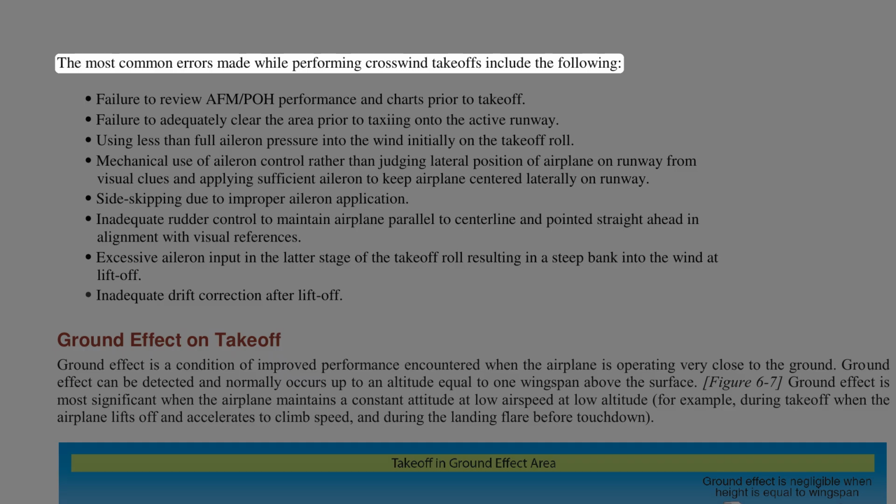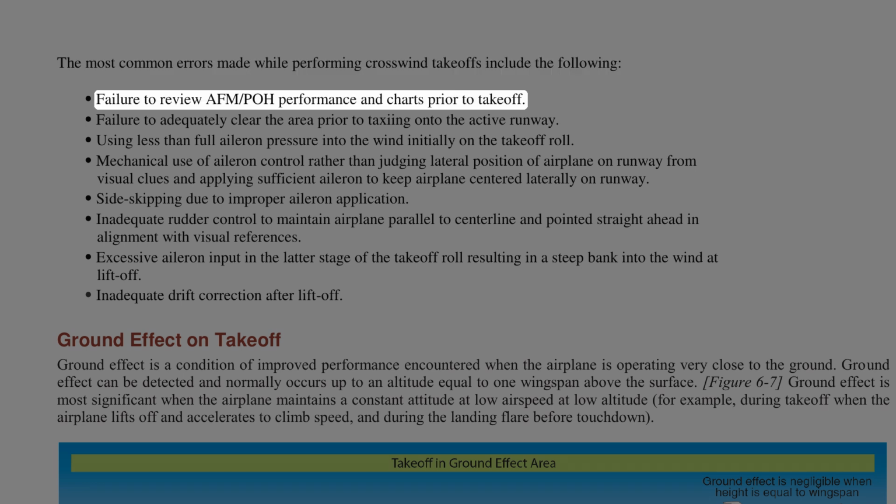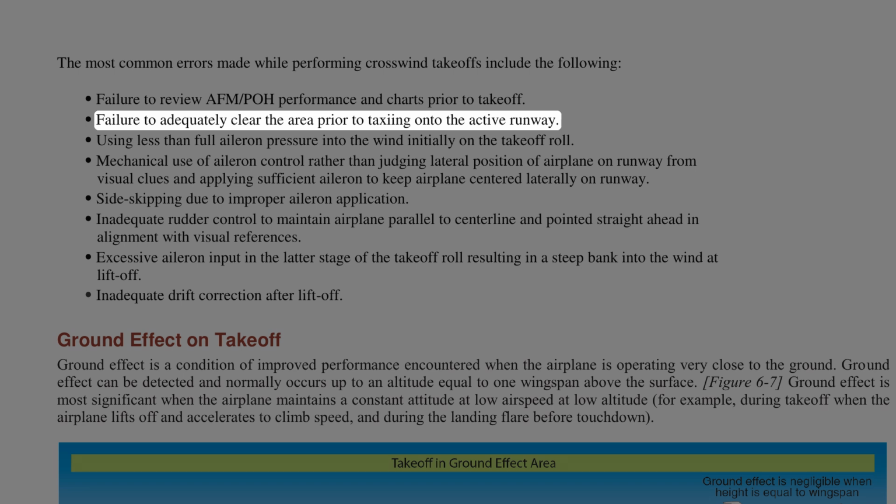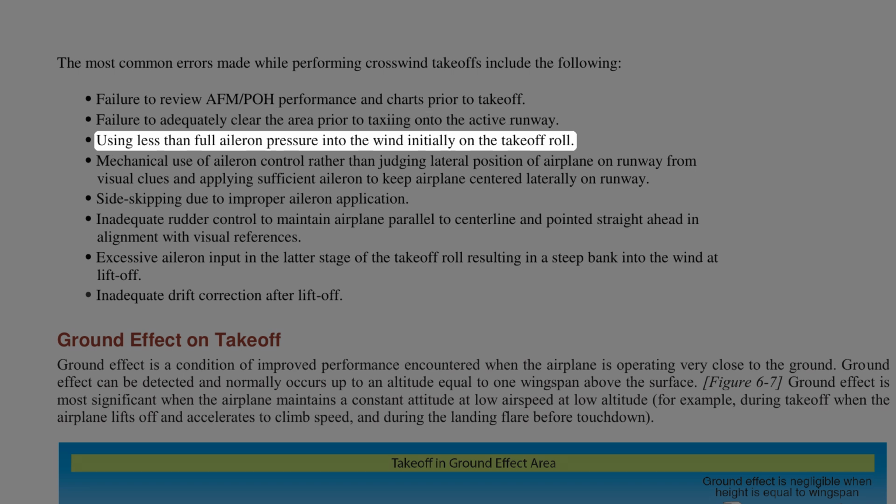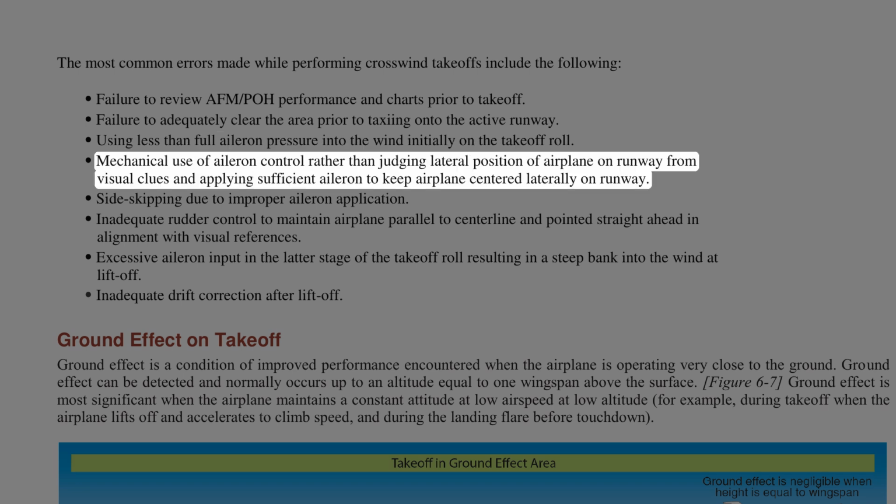The most common errors made while performing crosswind takeoffs include the following. Failure to review AFM/POH performance and charts prior to takeoff. Failure to adequately clear the area prior to taxiing onto the active runway. Using less than full aileron pressure into the wind initially on the takeoff roll. Mechanical use of aileron control rather than judging lateral position of the airplane on the runway from visual clues and applying sufficient aileron to keep the airplane centered laterally on the runway.